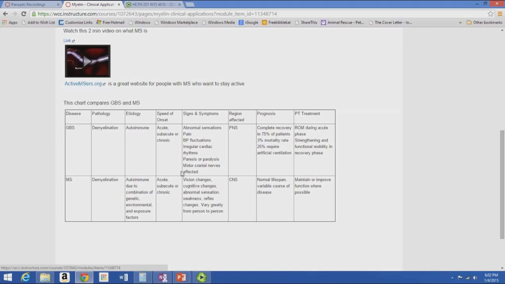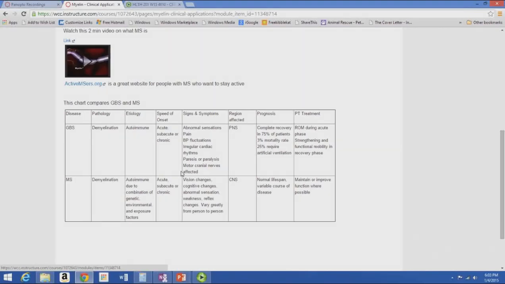A lot of people with GBS get complete recovery. 25% require artificial ventilation, and there is a 3% mortality rate. Those are probably the people that required artificial ventilation and didn't get it. People with MS live a normal lifespan. The course of their disease can be extremely variable, and so a lot of times when you're working with someone with MS in PT, you are developing a long-term relationship with this person.